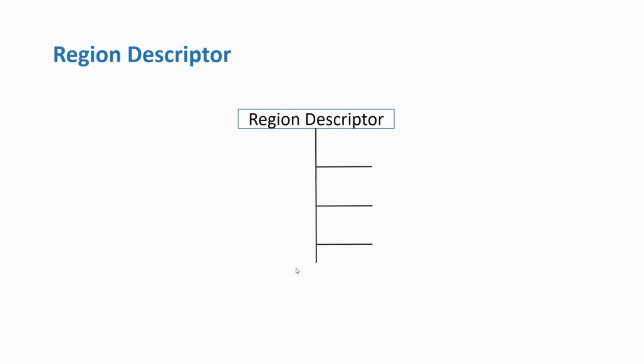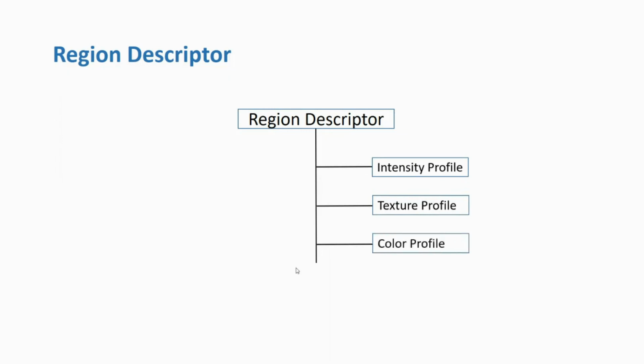We can extract the region features by using 3 different profiles. The first one is called intensity profile. The second one is called texture profile. And the third one is called color profile. These are the 3 profiles which are used to get the features of the region.